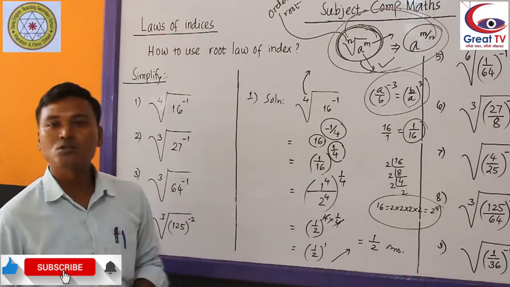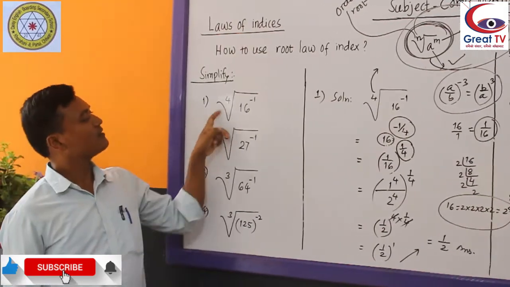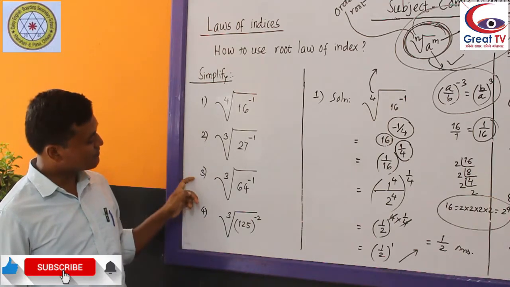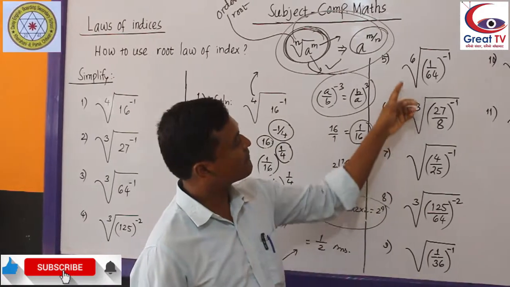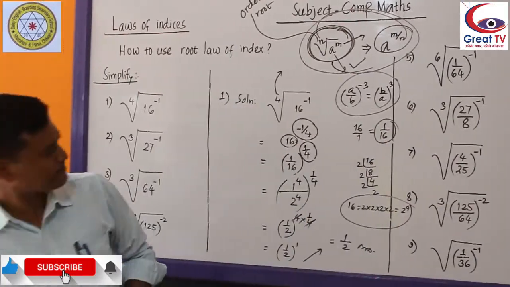So I want to do one more. If you take the second problem, it's similar to problem number 1. Problems 1, 2, 3, 4 are all similar. So I want to do one of this type. Okay, let us say question number 6.